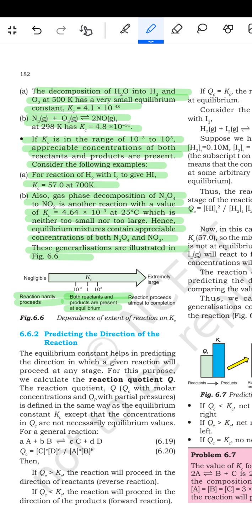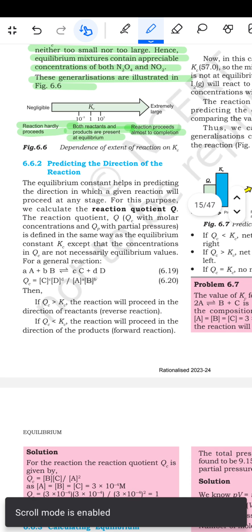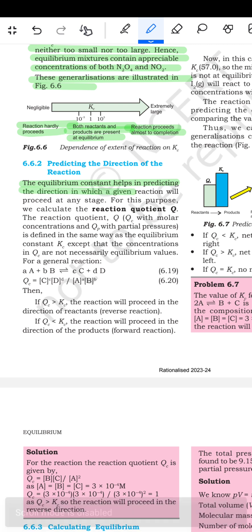और बहुत ही Kc की वैल्यू लार्ज है, इसका मतलब कि सबसे ज़्यादा उसमें प्रोडक्ट है, यानी कि रिएक्शन ऑलमोस्ट कंप्लीट ही हो गया है. अब बात करते हैं प्रिडिक्टिंग द डायरेक्शन ऑफ द रिएक्शन. तो द इक्विलिब्रियम कांस्टेंट हेल्प्स इन प्रिडिक्टिंग द डायरेक्शन इन विच अ गिवन रिएक्शन विल प्रोसीड एट एनी स्टेज.